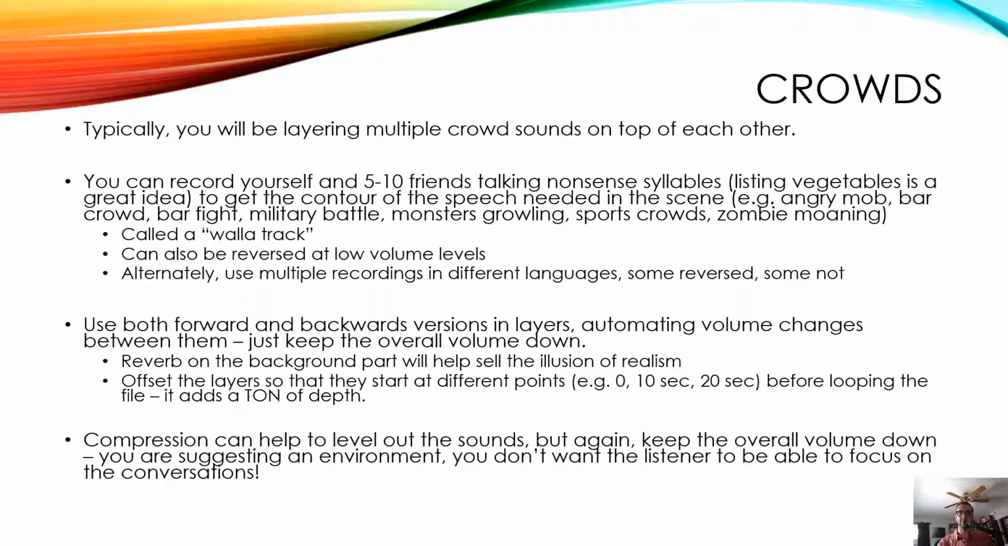Just keep the overall volume relatively low because crowds are generally heard as a background part. They're not the focus. A little bit of reverb will help to sell the illusion of realism as well, preferably convolution reverb that reflects the space that you're going to place the crowd in. And remember to offset the layers so that they start at different points. So that, say, one starts at 0, one starts at 10 seconds, one starts at 20, before getting that overlapped region and then looping that overlapped region on the file. That will add a ton of depth because things are deliberately offset that way.